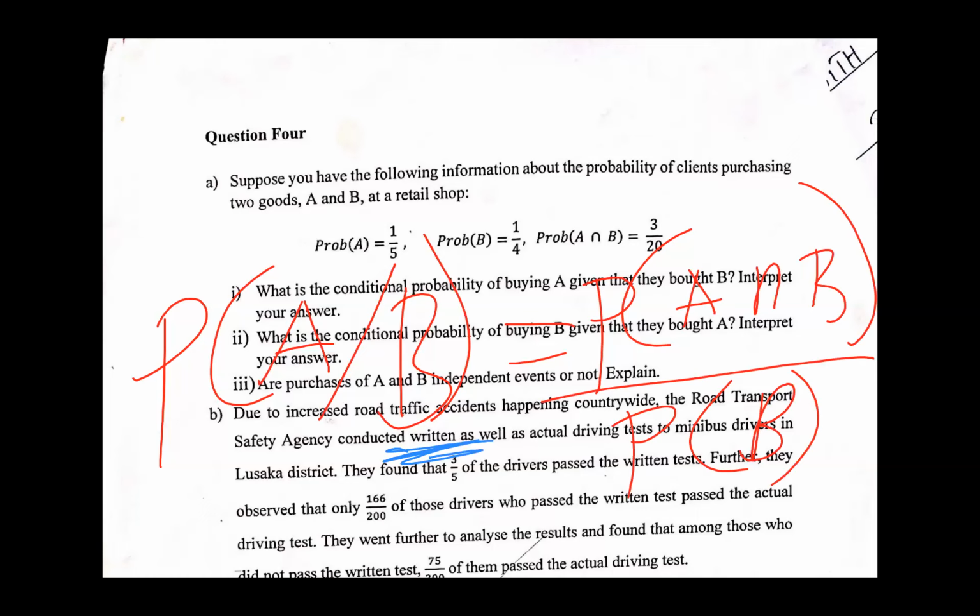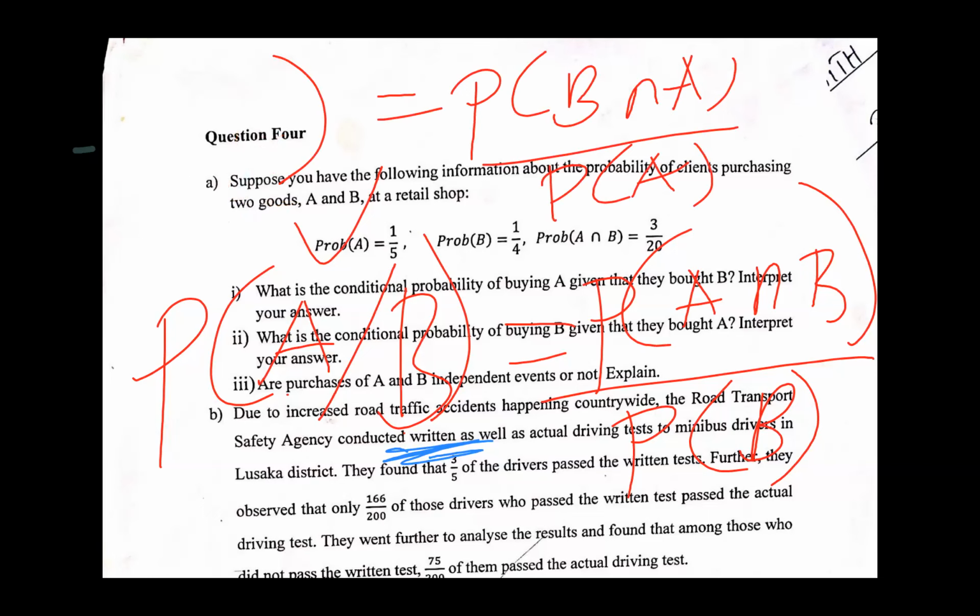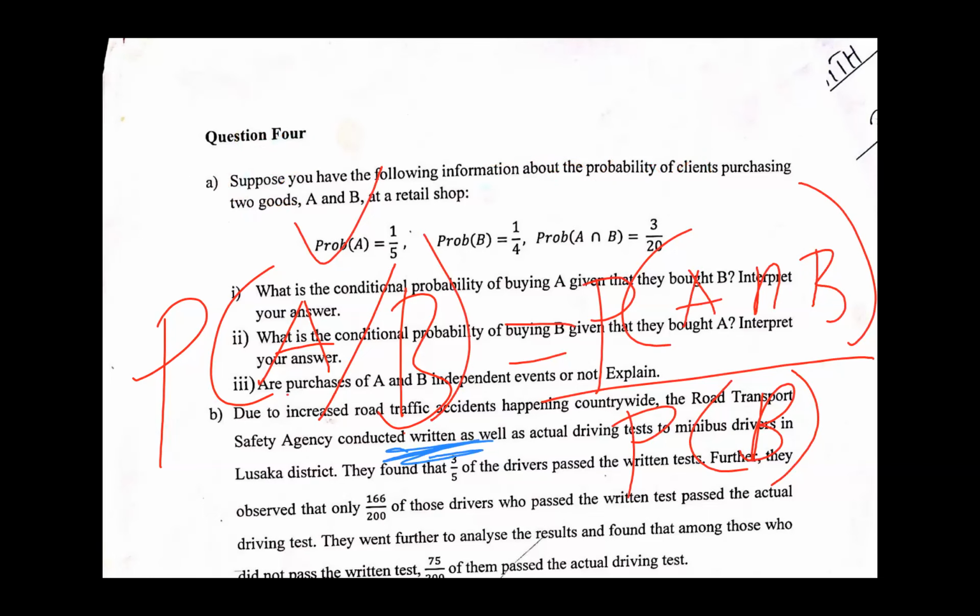So what you are asking to find is this one. You start with the one. Then the condition that you have been given is what you put under. So if it was the question of what is the probability of buying B given A, it would have been the probability of B intersection A over the probability of A. What you're given is your denominator. That's how you deal with conditional probability.